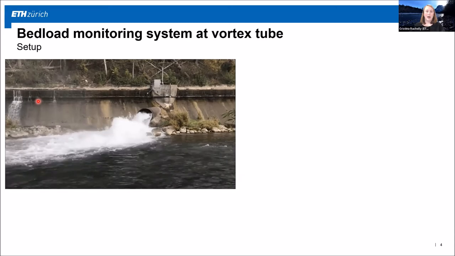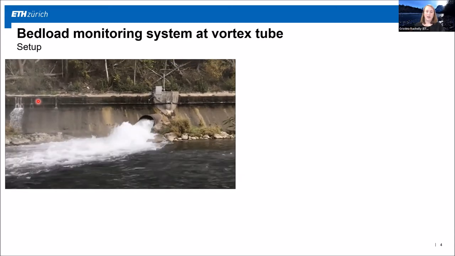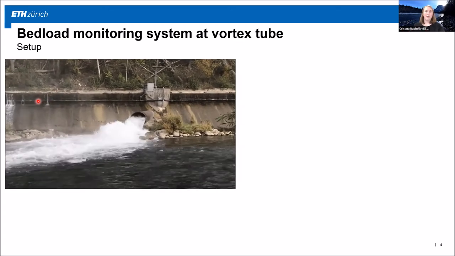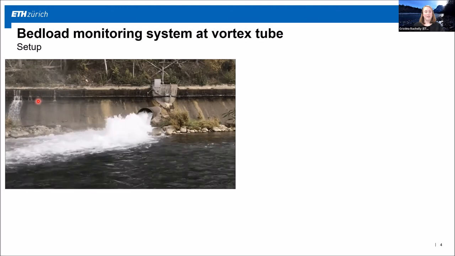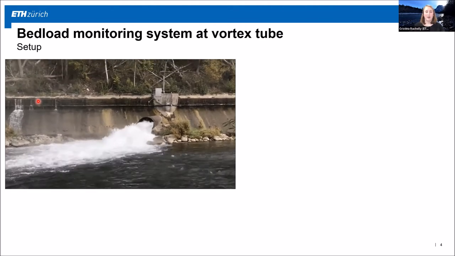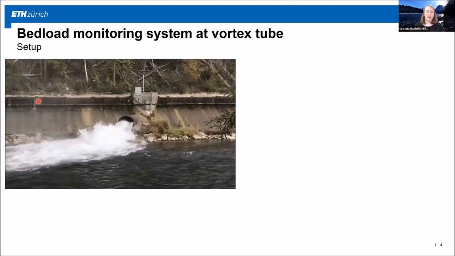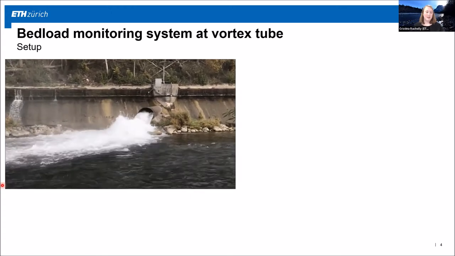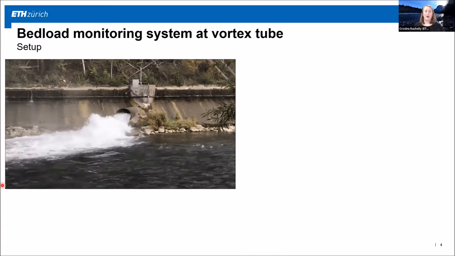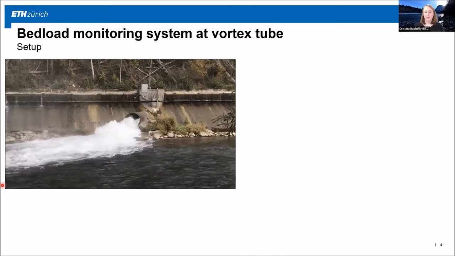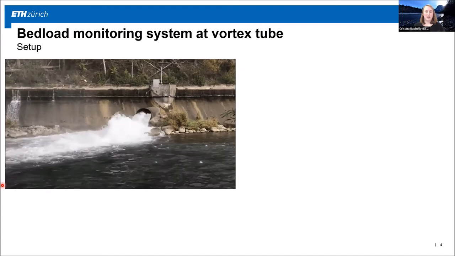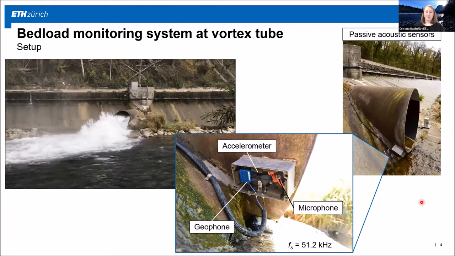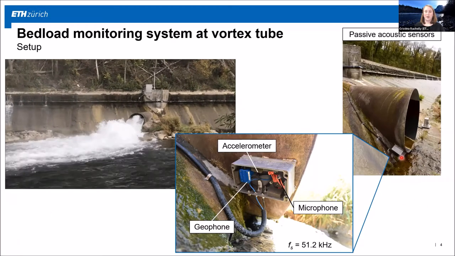At our laboratory, we have conducted some lab studies on the diversion efficiency of bedload of vortex tubes, and the results have shown that diversion efficiency in the lab can be up to 80 or 90%. But it's still a bit unclear if this diversion efficiency is also so high in the field. And the idea was now to monitor the diversion of bedload through the vortex tube in the field at hydropower plant Schiffmühle. What we did is we installed passive acoustic sensors directly on the vortex tube.